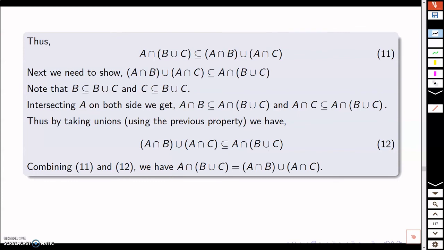Okay. So I expect you all to do the second one, that is distributivity of union over the intersection. Okay. I hope it will be possible.